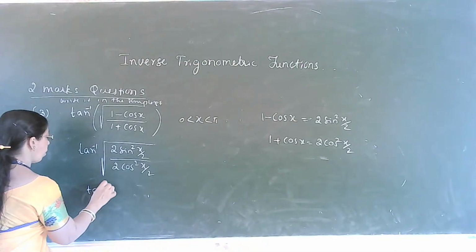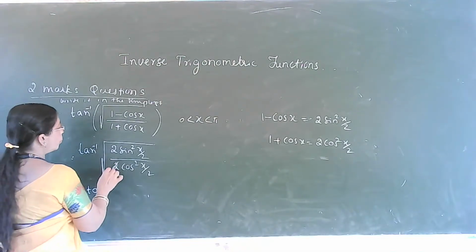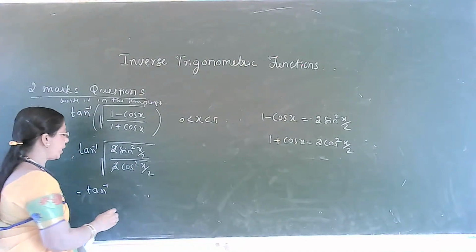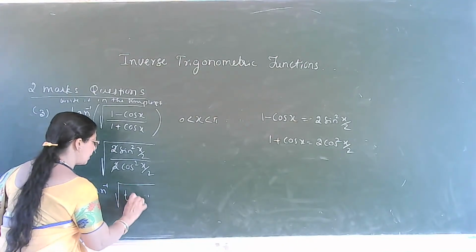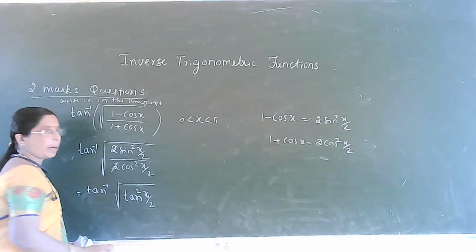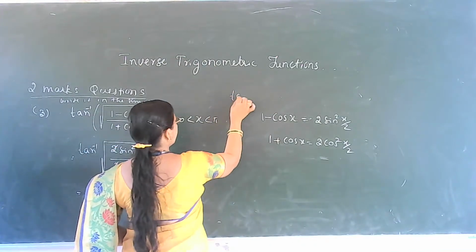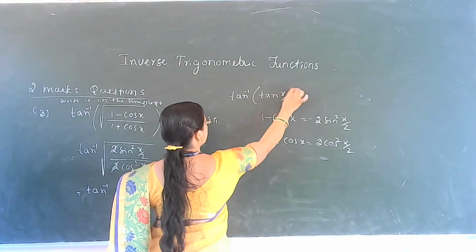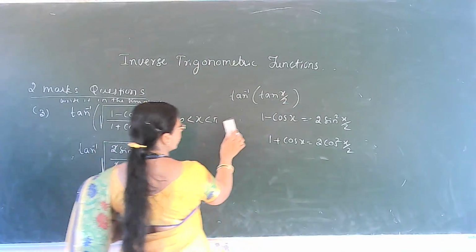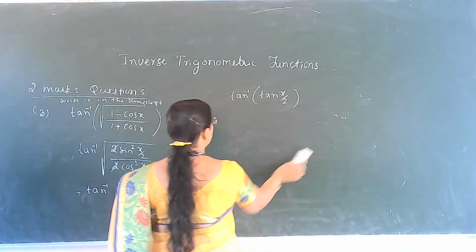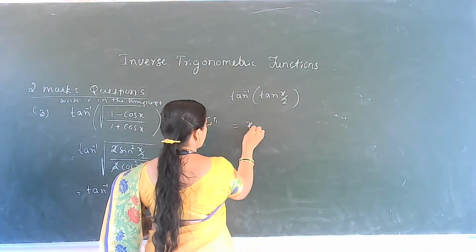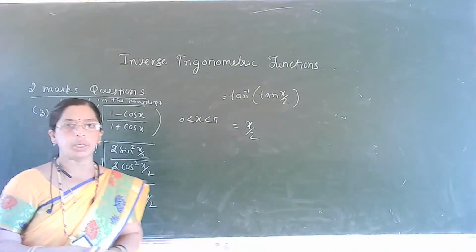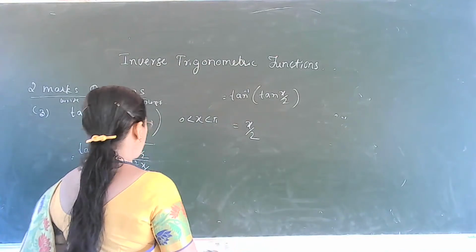We get tan inverse of, the 2s cancel, sin square x by 2 divided by cos square x by 2, which is equal to tan square x by 2. By taking the square root, we get tan inverse of tan x by 2. Then tan inverse and tan cancel, therefore it is equal to x by 2, which is the answer. You should remember these identities.